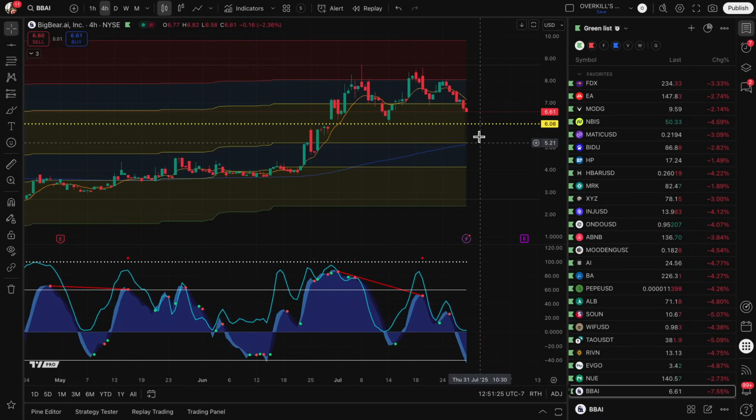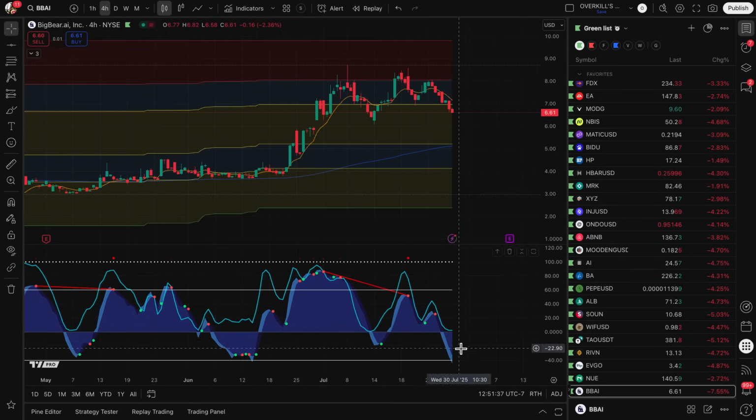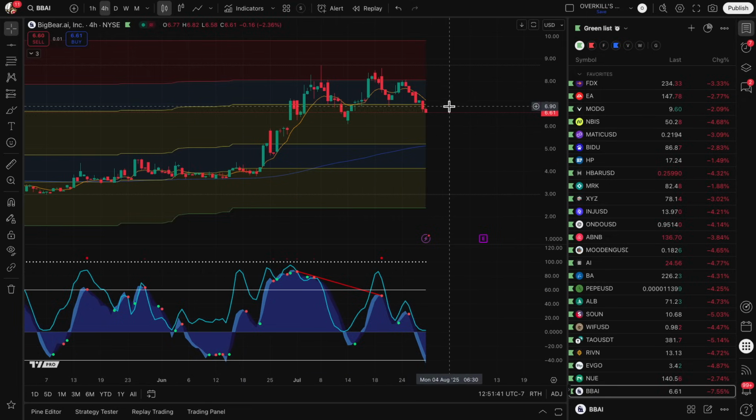If $6 breaks, it'll come back down to 5. Hopefully you took some off up here at $8, though. You had 2 chances. One right there and also one right up in this area. So $8 was a good level to take some off on this one. If it comes down to $5, I think that'd be a good spot to snag some, but it'll probably just go sideways for a while now.